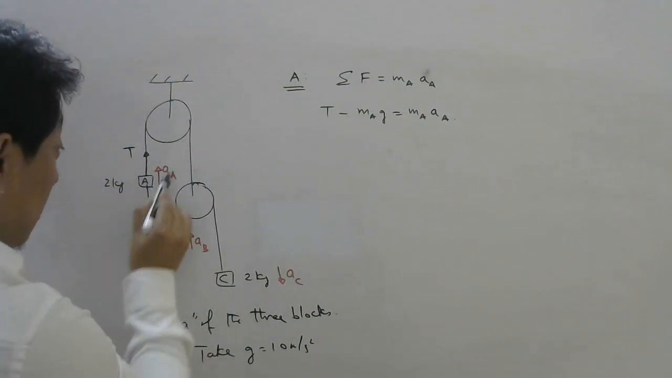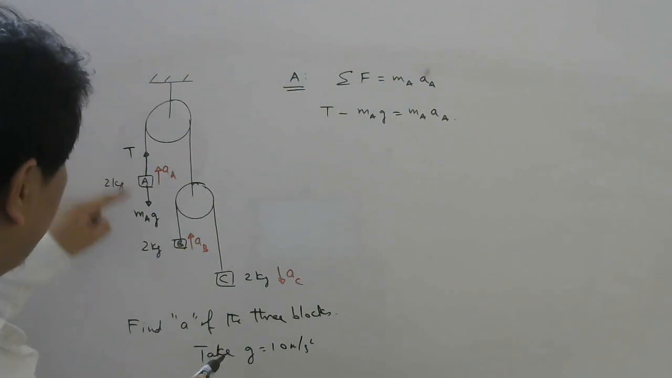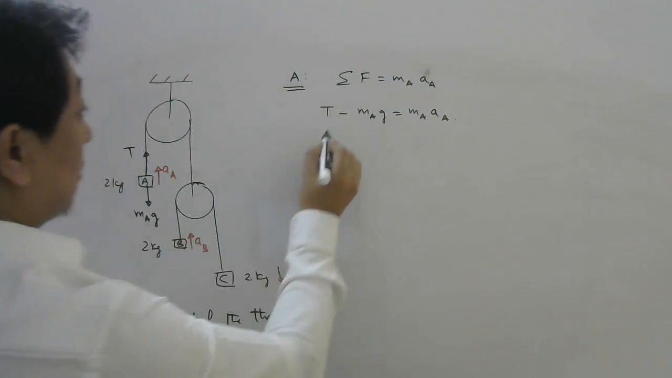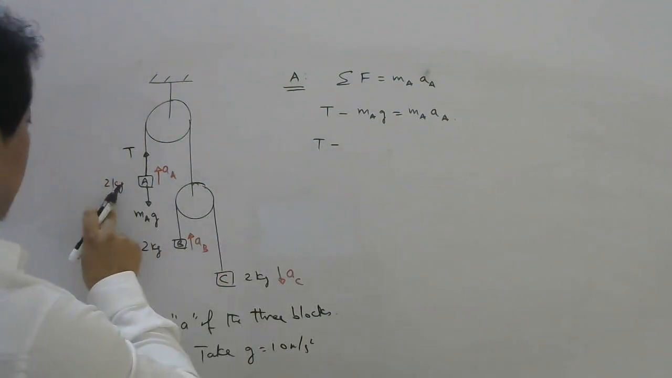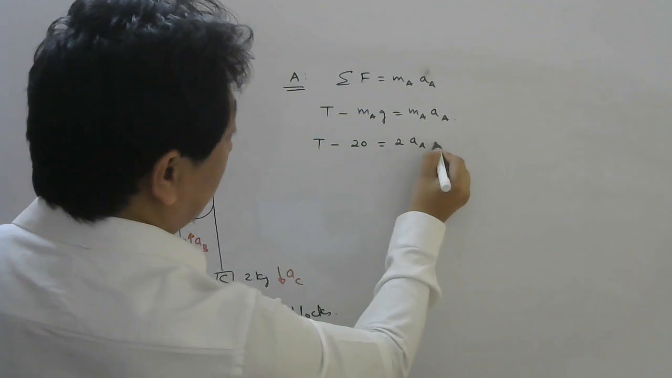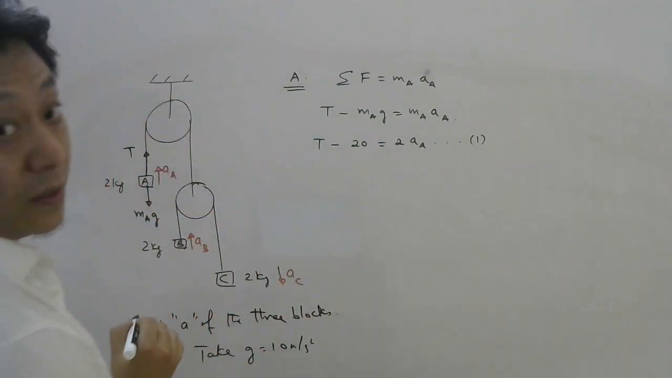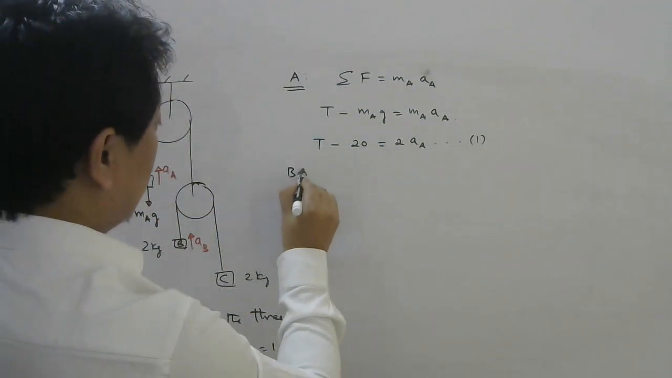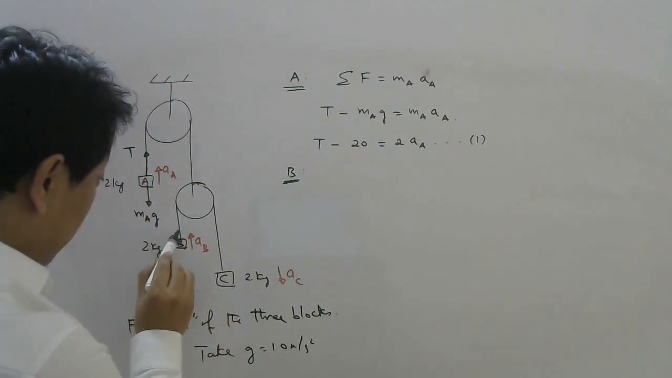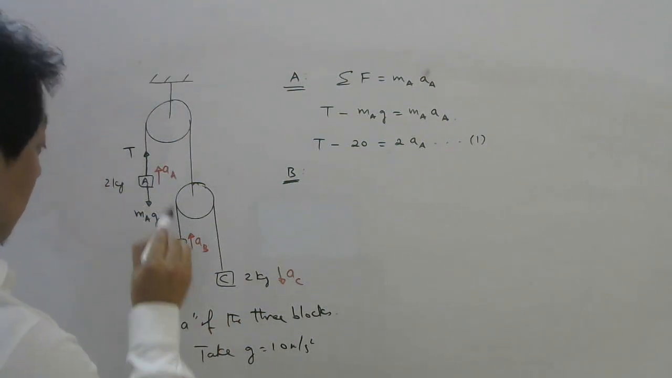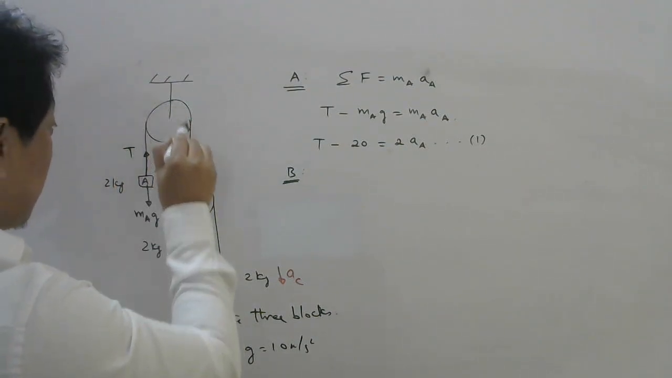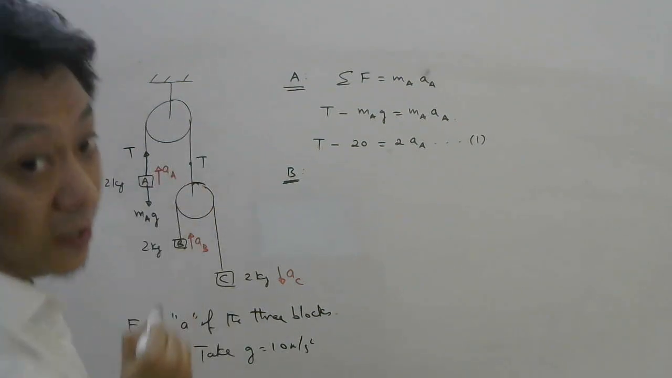Because acceleration is up, tension should be greater than mg because net force should be up. So T we don't know, mass of A is 2, g is 10, so this is 20, 2 into acceleration of A, right? Let us now apply Newton's law to block B. So here is your block B, but remember this tension here will not be T because this string and this string are not the same. So for the same string, tension will be the same. So here tension will be T.